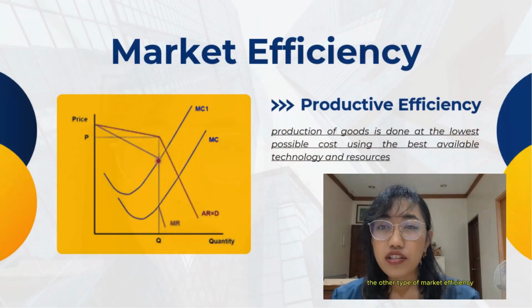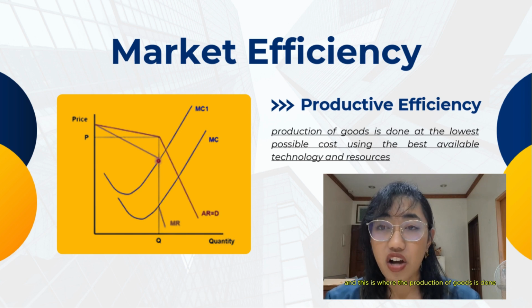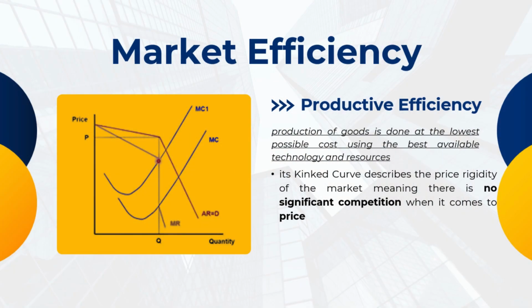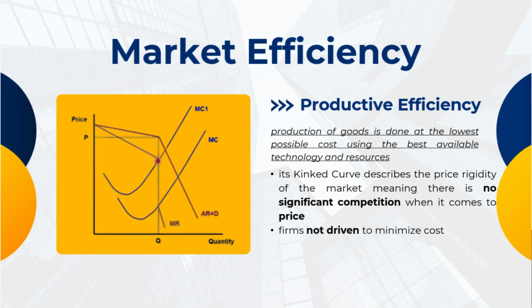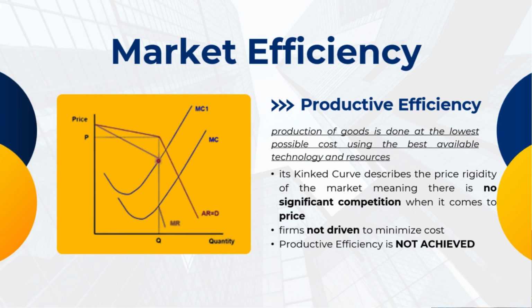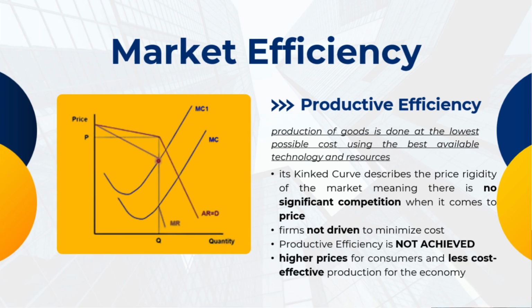The other type of market efficiency is productive efficiency. This is where the production of goods is done at the lowest possible cost using the best available technology and resources. This may not be achieved because there is price rigidity, and there is no significant competition when it comes to price, as described by the kinked curve. Therefore, productive efficiency is not achieved in oligopoly, which often results in higher prices for consumers and less cost-effective production for the economy as a whole.